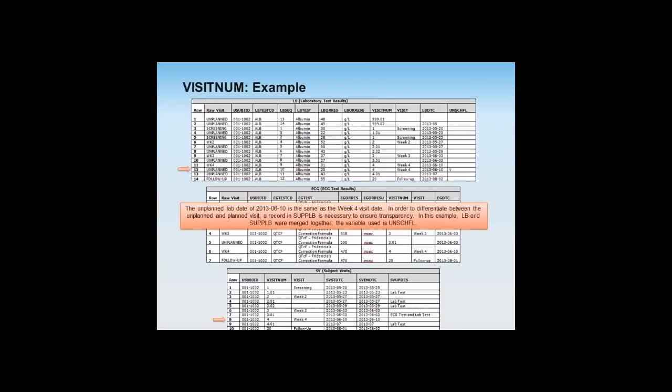Now here's a situation, it's lab row 12 and subject visits row 8. We have unscheduled on June 10th, which is the same date as a week 4. And this is showing that per our last recommendation, you could remap the unplanned data collection to a scheduled visit. So we've added a week 4, visit num 4, and we've added a SUPPLB with an unscheduled flag equal to yes. So that when the parent domain and supplemental qualifier merge together, that variable is there to indicate that it was in fact an unplanned visit.